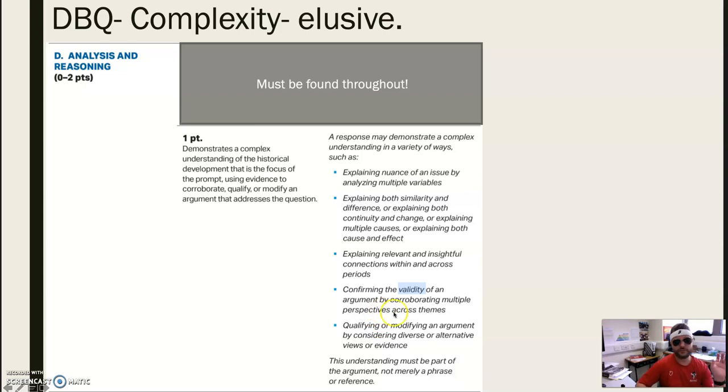But then you also need to add it in throughout your essay. Being mindful of that as you go through, explaining relevant and insightful connections within and across periods, all of that can be interwoven through it. But you need to make sure that it's found throughout, and the easiest way to do it is by showing both sides.